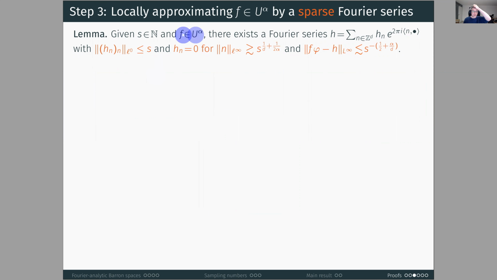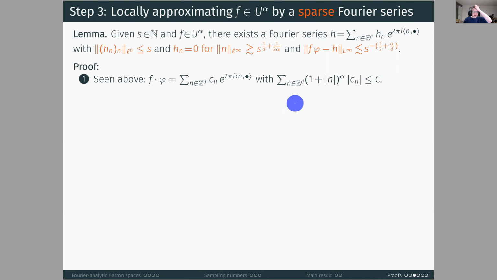So we fix some function in this Barron unit ball and some sparsity level S. And then the question is, how well can I approximate f, or at least this localized version, f times phi, using an S-sparse Fourier series? And the claim is there is a Fourier series which is S-sparse, so at most S of the coefficients here are non-zero. And we also know that the frequencies of the non-zero coefficients are not too big. So all the coefficients are zero when the frequencies are this big, polynomial in the sparsity. And then we get this approximation error in L infinity. So not in L2, but in L infinity: S to the minus 1/2 plus alpha over d. And this already looks familiar from the bound for the sampling numbers. We get exactly m to the minus 1/2 plus alpha over d. And again, we don't approximate f, but just f times phi.